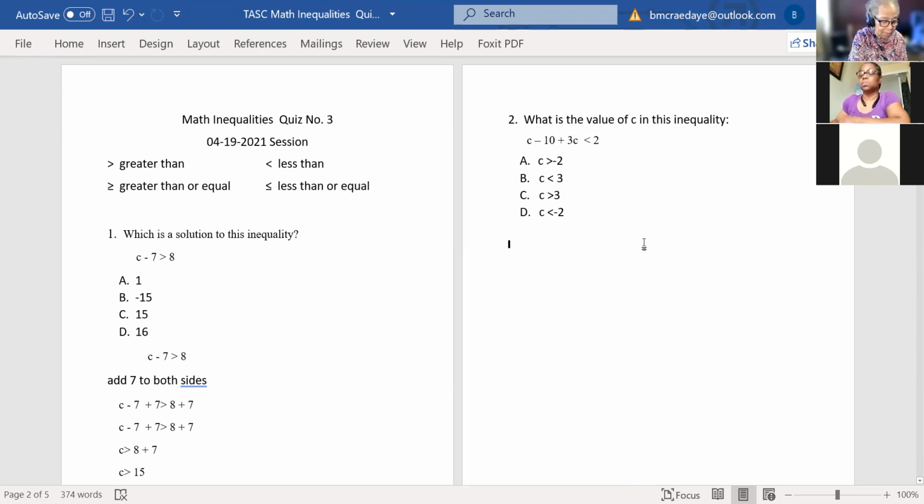Well, let's just copy this. Now, the reason you know you'll have 2 operations is because you have a subtraction here. That means you'll do an add, and then 3C is a multiplication, so that means you will do a divide. So you look at the inequality and see what's going on in it. You're subtracting a 10, so you're going to have to add a 10. You're multiplying 3 times C, so you're going to have to divide by 3 to get the C.